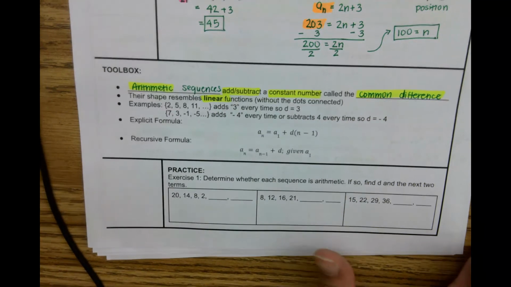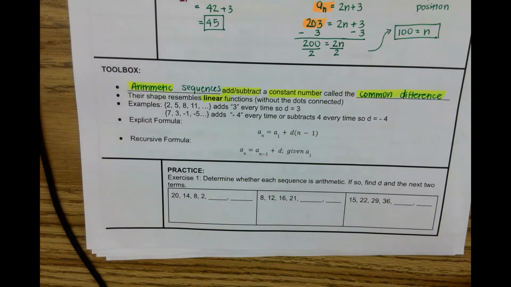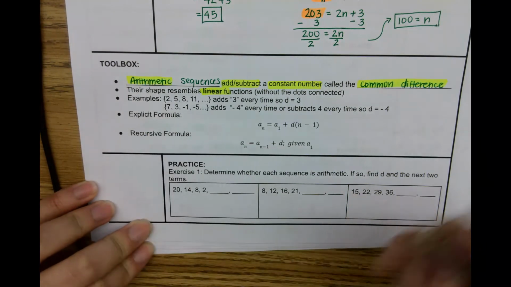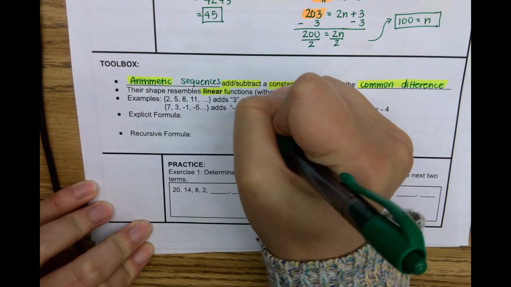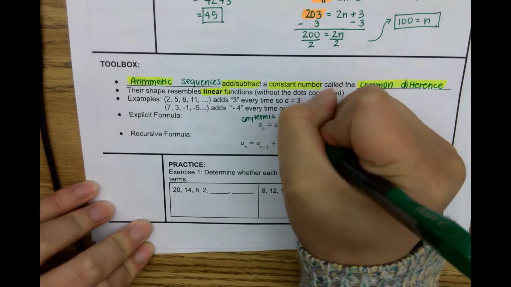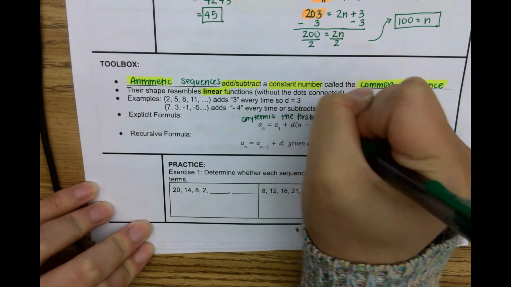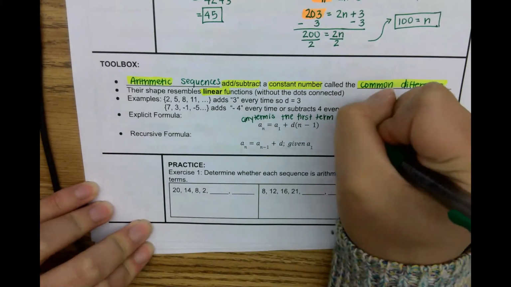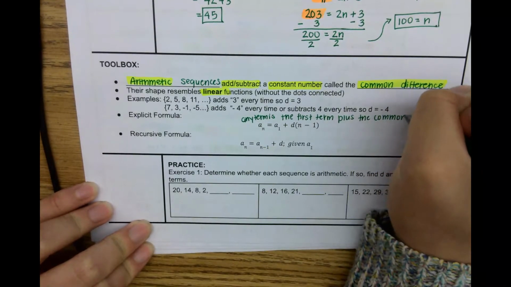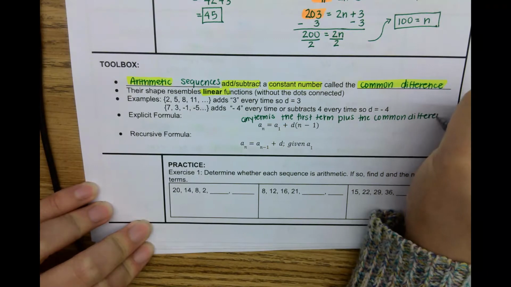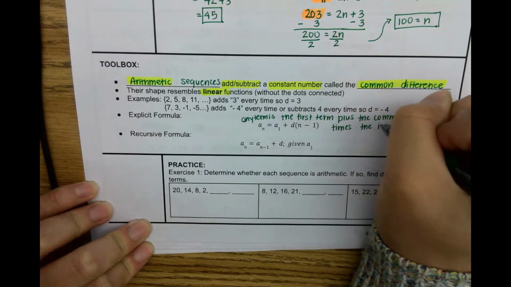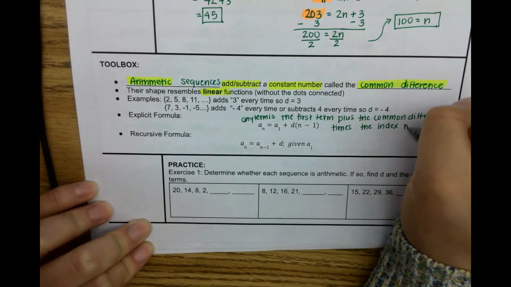Okay? So there are 2 ways to write arithmetic sequences. One is the explicit formula, okay? And it follows this pattern. a sub n, which we know as any term, is the first term plus the common difference times the index minus 1.